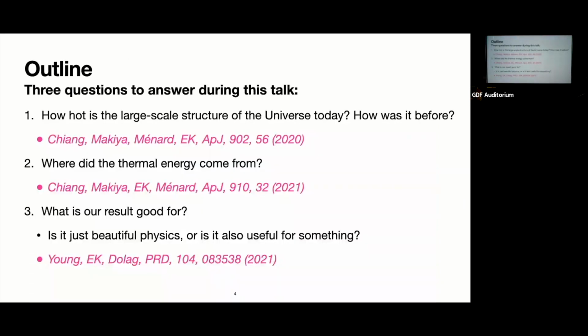And this presentation is based on 3 papers. So first of all, how hot is the largest scale structure of the universe? How was it before? So we're going to tell you about the thermal history of gas in the universe. Then once we measure the thermal energy, you can ask, where does that come from, right? Is energy conserved? The answer is yes, and I will tell you how we did that. Then finally, is this just beautiful physics, or is it useful for anything? And I would like to say something about that and conclude.